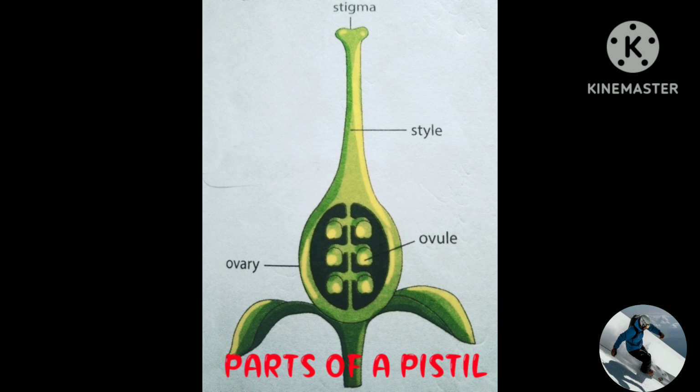The female gametes are present in the ovule. Ovary and ovules finally develop into fruits and seeds, respectively. The ovary extends above as the thin long structure called style, which ends in a knob-like structure at the top called stigma. The stigma is sticky and receives the male gamete's pollen grains.